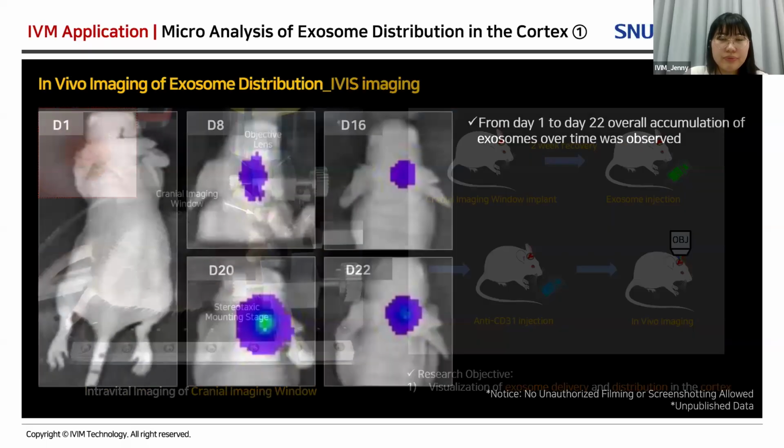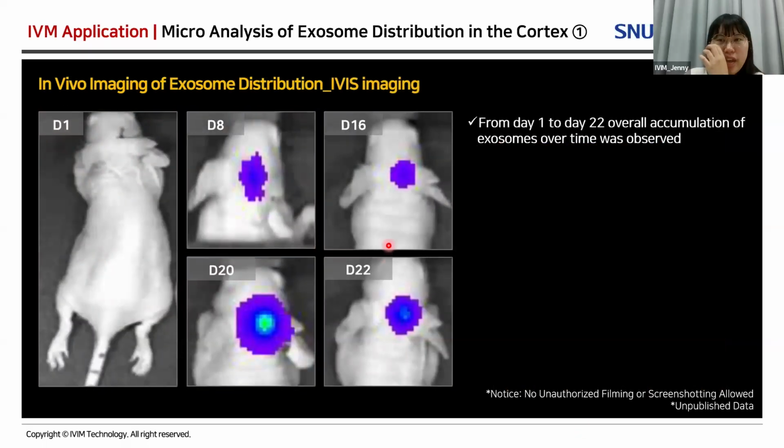So here we utilized IVIS to track the accumulation of exosomes in mice over an extended period. From day 1 to day 22, we observed a progressive buildup of exosomes throughout the mice. These findings are meaningful as they provide spatial information at the organ level, confirming successful accumulation of the exosomes. However, when these results are combined with intravital microscopy, which offers real-time, high-resolution imaging at the cellular level, we gain much deeper insights into the dynamic behavior of these exosomes.